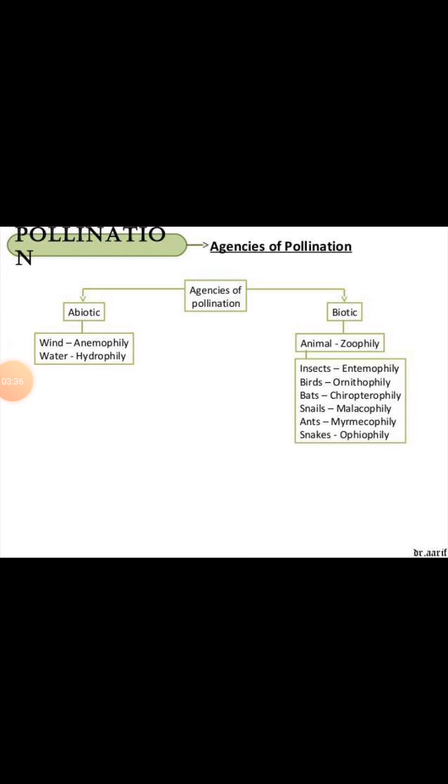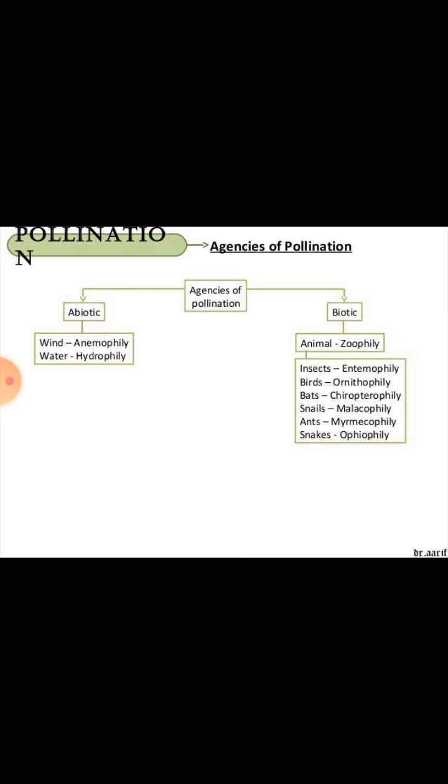So I recall again the agencies of pollination. There are two: one is abiotic, another is biotic. Among abiotic agents, pollination done by air is called anemophily, and pollination done by water is called hydrophily. The best examples of anemophily are grass and paddy. For hydrophily, the example of Vallisneria is given in your book, and I will tell you later. Let's discuss one by one.